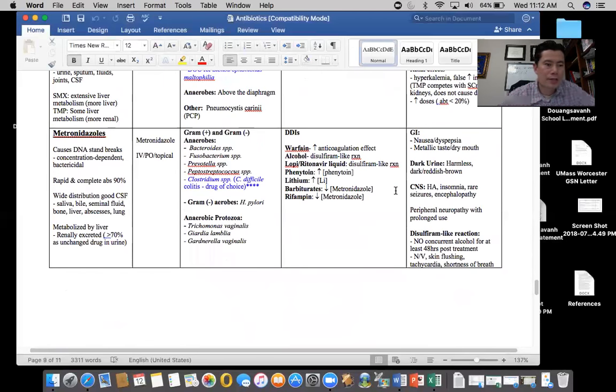And then you have Flagyl, which is metronidazole, which causes DNA strand breaks, concentration-dependent bactericidal.